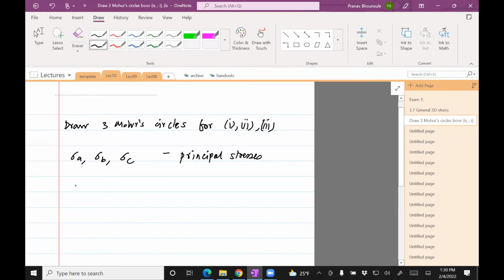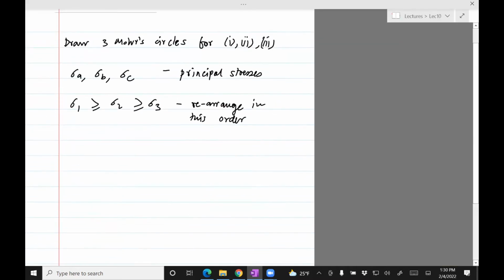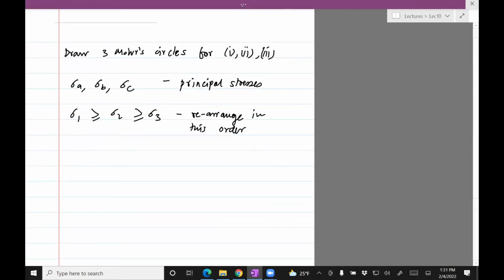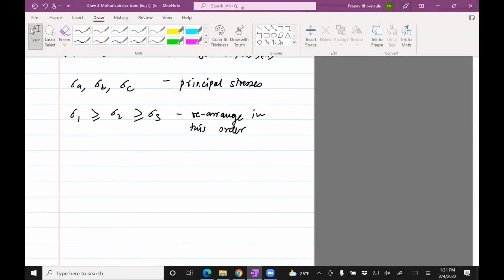we can order them in this order. Sigma 1 is greater than sigma 2 is greater than sigma 3. Okay, so we basically rearrange the stresses such that the maximum one we'll call sigma 1, the minimum is sigma 3, and the one in between is sigma 2. So rearrange in this order. And once you do that, we'll end up with 3 more circles.